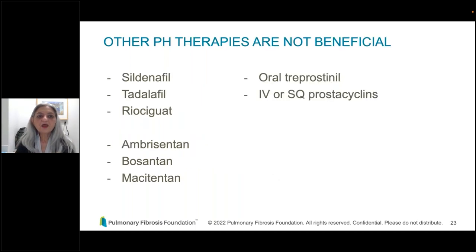Next slide. And there are many, as I mentioned, many therapies for pulmonary hypertension that are available in the market, like sildenafil, tadalafil, riociguat, then the ERAs, which are ambrisentan, bosentan, macitentan, and then other ways to deliver treprostinil, and then prostacyclin. They have not been shown to be of benefit in patients with pulmonary hypertension related to interstitial lung disease. And now when people have, as Dr. Collins also mentioned, pulmonary hypertension in the setting of scleroderma, this might be a little bit more nuanced, and there could be a role of these medications, but that has to be decided by the doctor. But mostly they've not been shown to be effective when the primary problem is interstitial lung disease. Next slide.